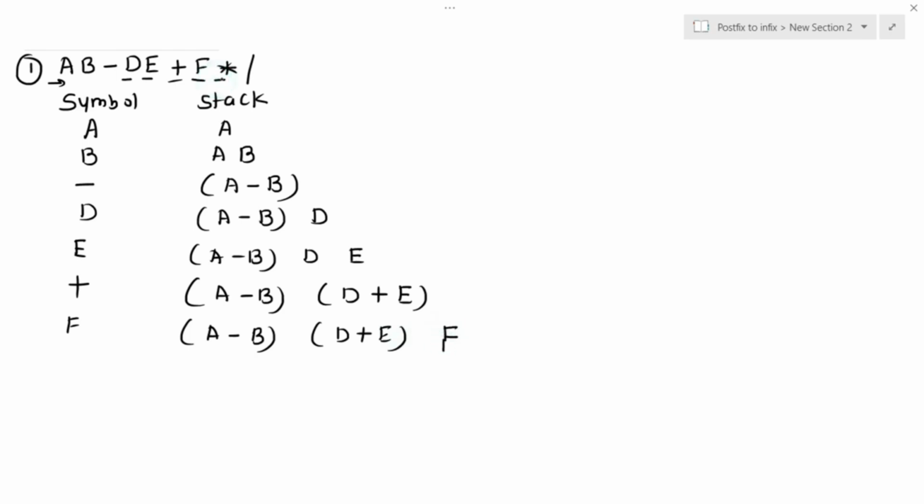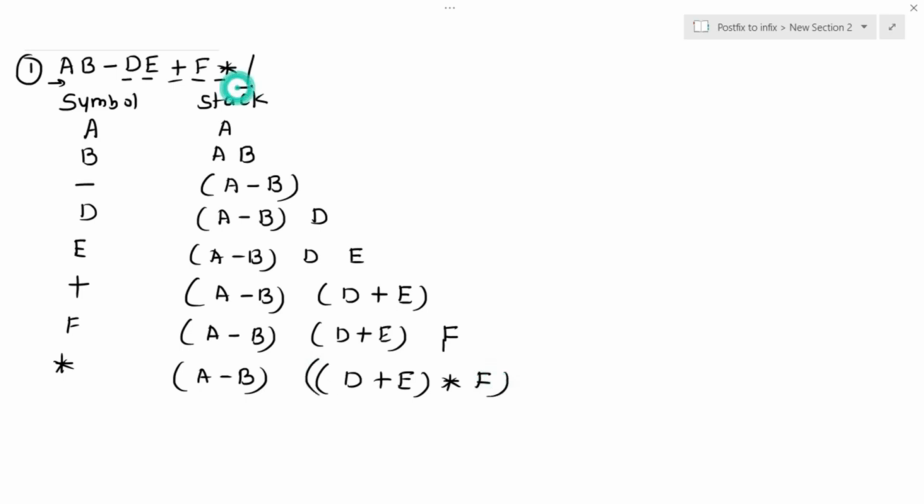Okay, now we have multiplication. So our first operand as it is A minus B. Then the topmost operand is F and then we have D plus E. So solve the above expression: D plus E multiplication F. Keep it in bracket. Okay.